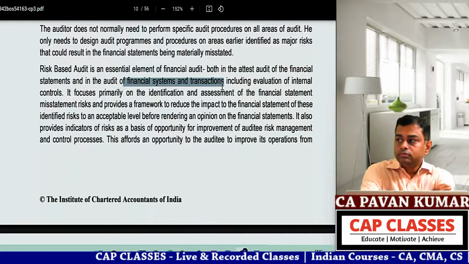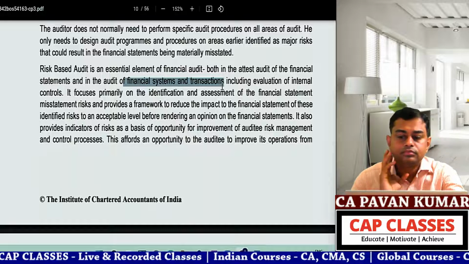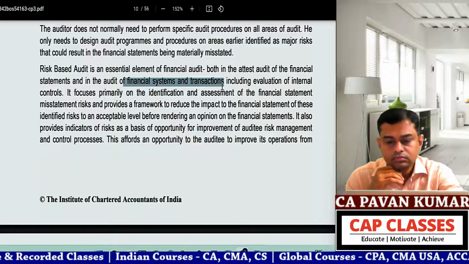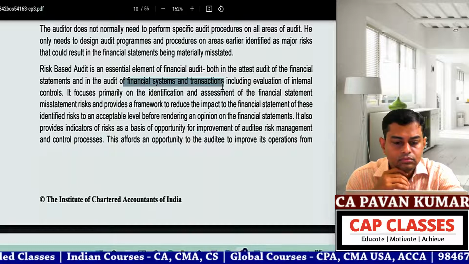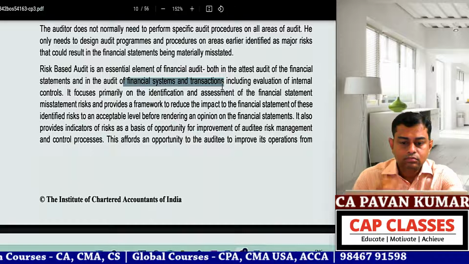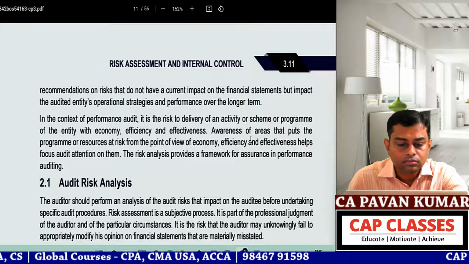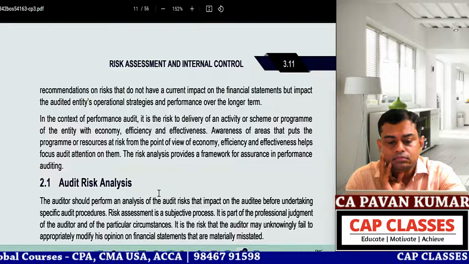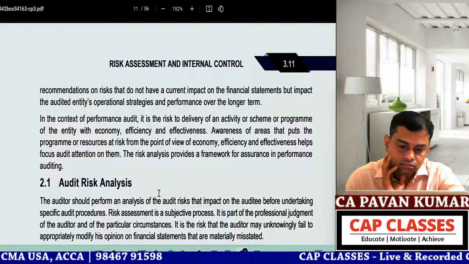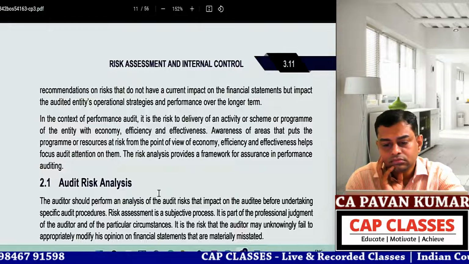It focuses primarily on the identification and assessment of the financial statement misstatement risk and provides a framework to reduce the impact to the financial statement of these identified risks to an acceptable level before rendering an opinion on the financial statements. It also provides indicators of risk as a basis of opportunity for improvement of audit risk management and control processes. This affords an opportunity to the auditee to improve its operations from recommendations on risks that do not have a current impact on the financial statements but impact the audited entity's operational strategies and performance over the longer term. In the context of performance audit, it is the risk to delivery of an activity or scheme or program of the entity with economy, efficiency and effectiveness.